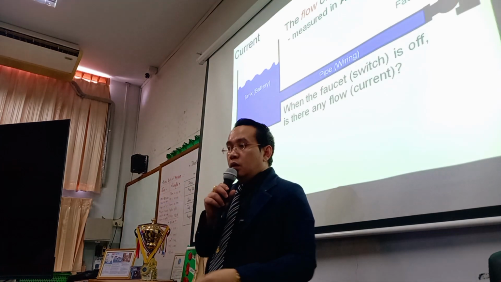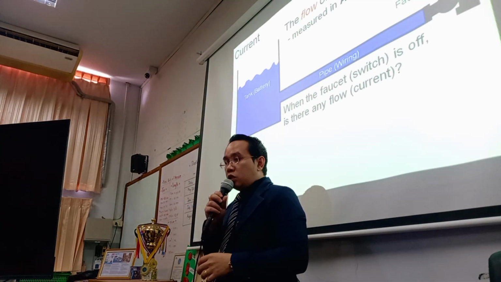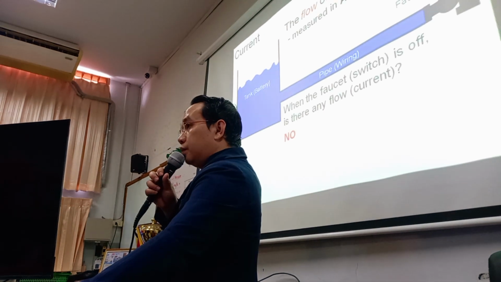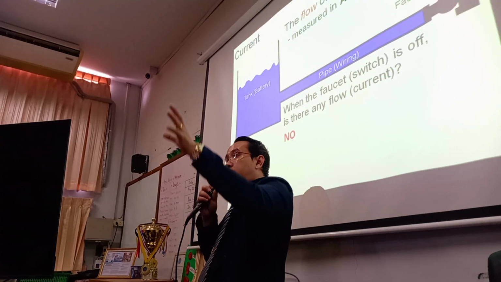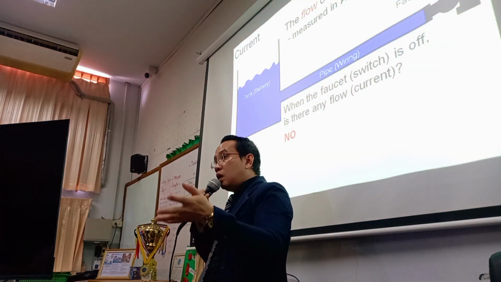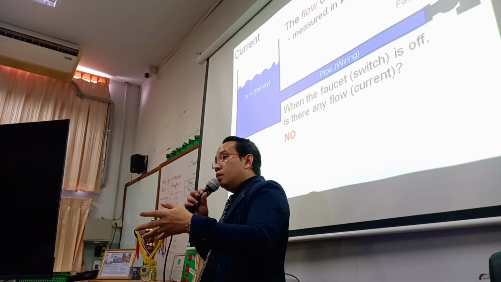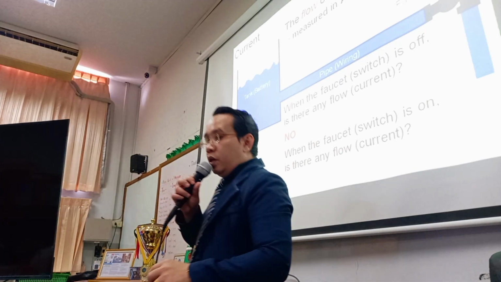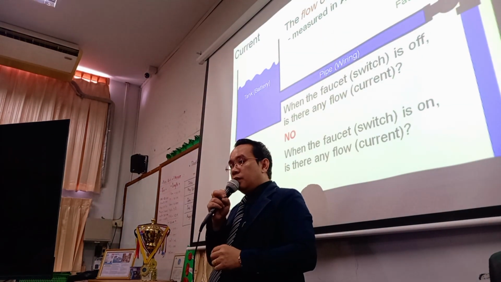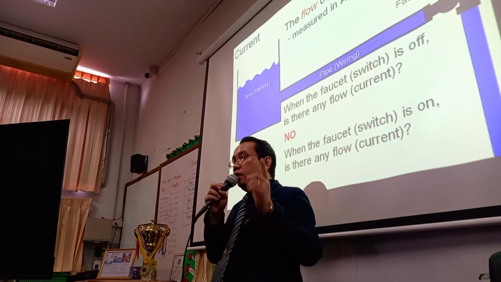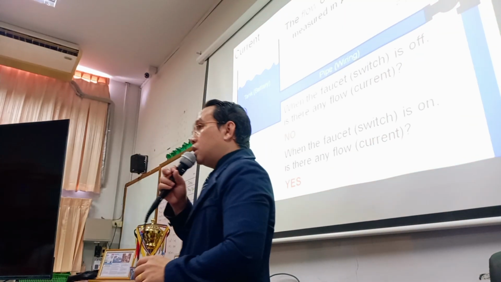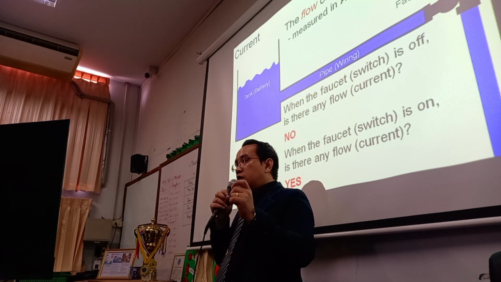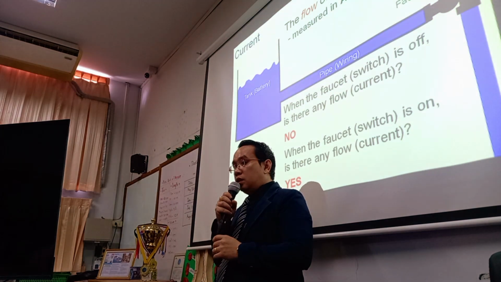So therefore, when the faucet or switch is off, is there any flow of current? Now the answer is no. We cannot see any pressure or the amount of water coming out. Means to say, in electricity, there is no electron flow. When the faucet switch is on, is there any flow of current? The answer is yes. There is definitely the flow of current.